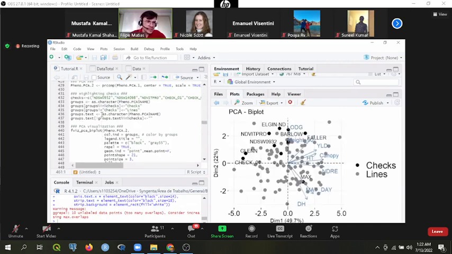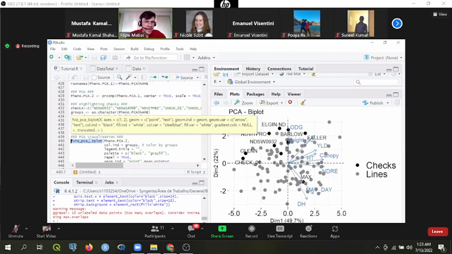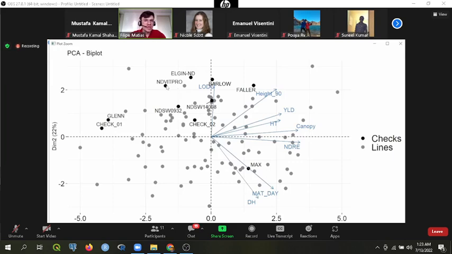For instance, we use this function call from the package factoextra, and the only change, we classified our check varieties in black and our individuals in the population in gray. And what's happened, for example, max is our maturity reference. That's a late maturity reference, that's why it takes more time for maturing. As you can see, it's way down here.